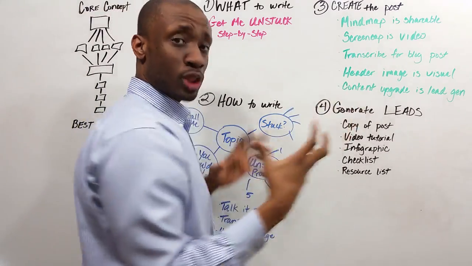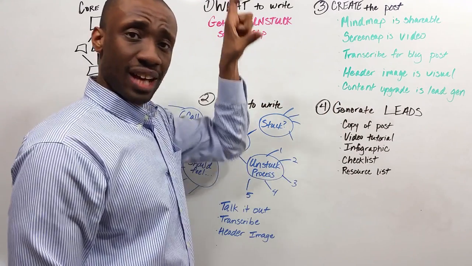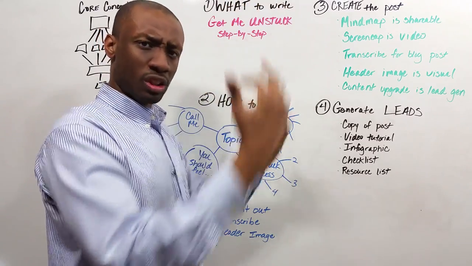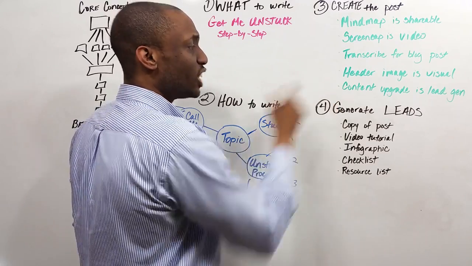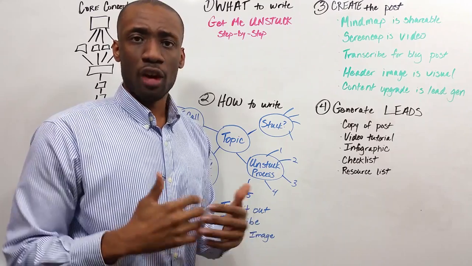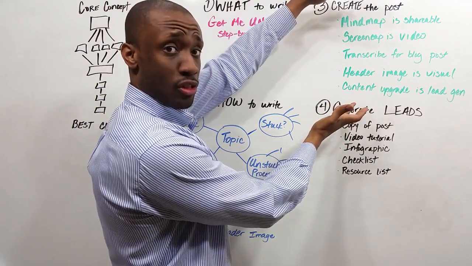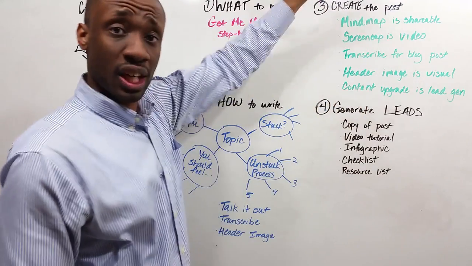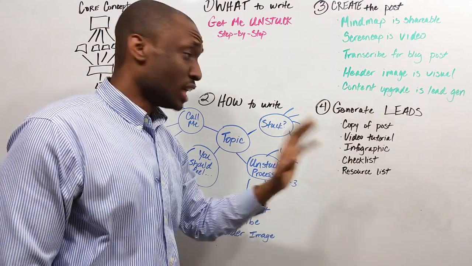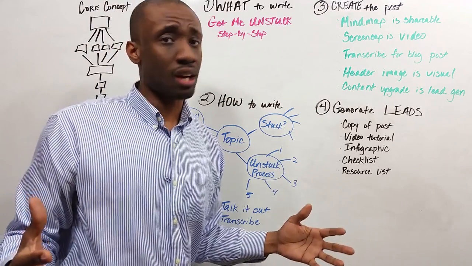So the transcription becomes the core written word of your blog post, and then the header image goes at the very top of the post, so people can visually get a sense of what they're about to read. And then you want to include a content upgrade, because that's how you generate leads from each piece of content. So now the post has come together. Starting with the header image, then you might include the video, then you have all the meat of the post, then you have a content upgrade down at the bottom. There you go. Your great post has now come together.